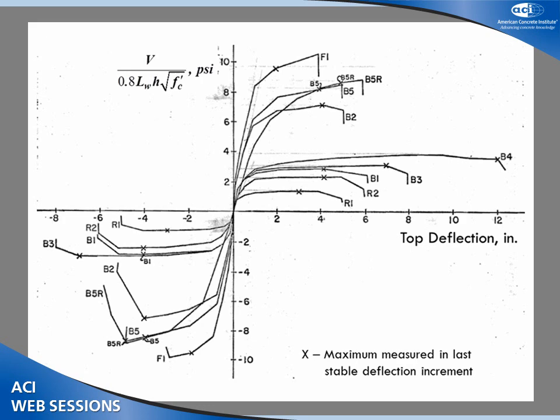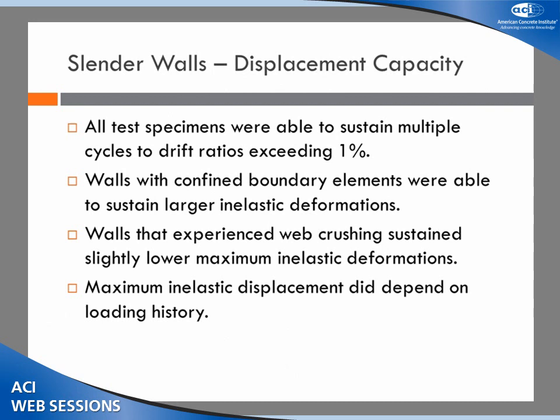To summarize the results of these PCA wall tests, all the test specimens were able to sustain multiple loading cycles to drift ratios exceeding 1%. So they demonstrated that much better performance than what we saw in the Mount McKinley building is able to be achieved. The walls with the confined boundary elements were able to sustain larger inelastic deformations, and that conclusion probably is what led to the requirement in 318 to have these really large confined boundary elements. It took a long time before that was relaxed, and now the designer has a little more control over that.